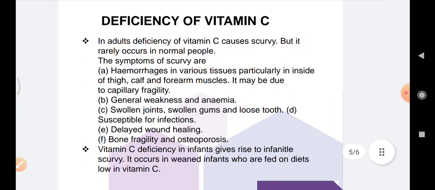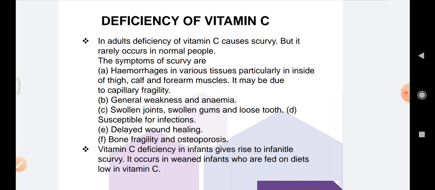Now coming to the deficiency of vitamin C. In adults, deficiency of vitamin C causes scurvy, but it rarely occurs in the normal people. The symptoms of scurvy are hemorrhages in the various tissues, particularly in inside of thigh, calf and forearm muscles. It may be due to the capillary fragility.